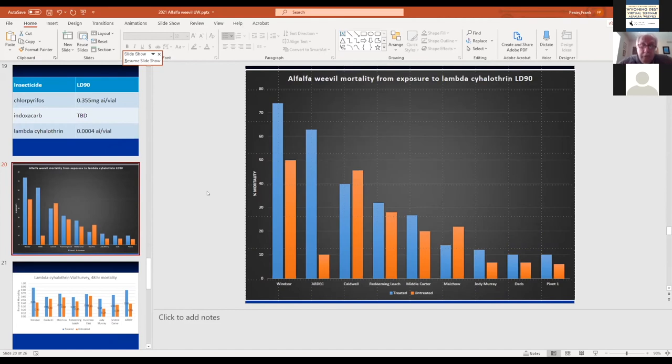One is, for example, in the first set of bars on the left, when you have those high levels of mortality in the untreated control, that's probably not a good observation. But the other thing this graph tells you is that we have a number of locations where we have less than 30% mortality after exposure to this LD90. So that's a pretty good indication of some resistance issues spread along a fairly large area on the northern Front Range.